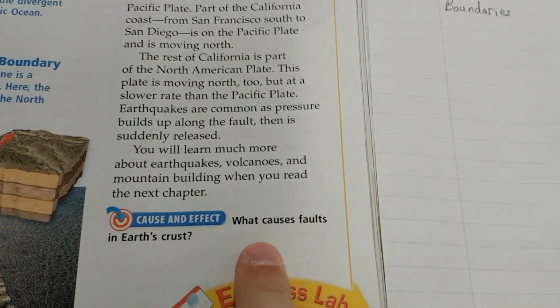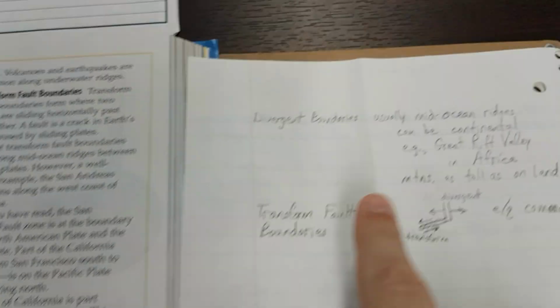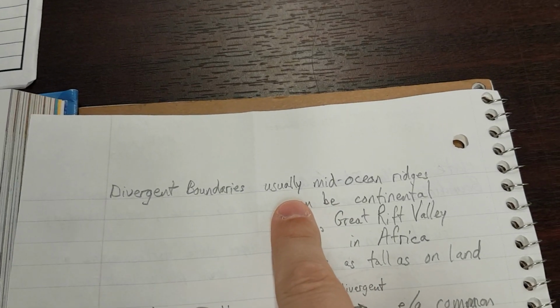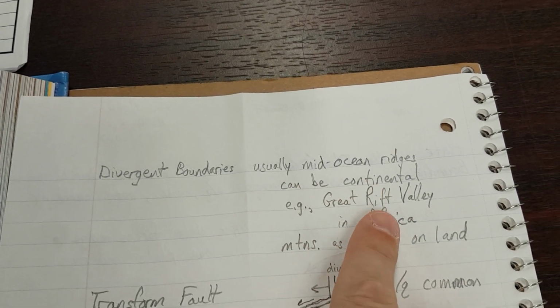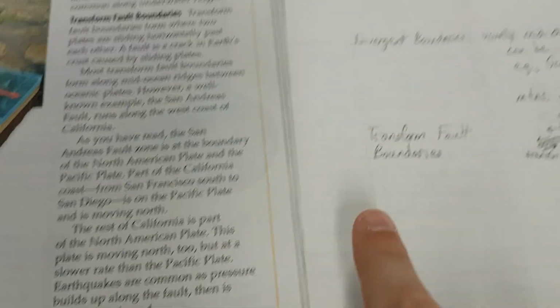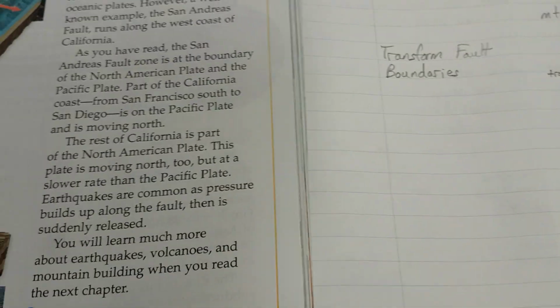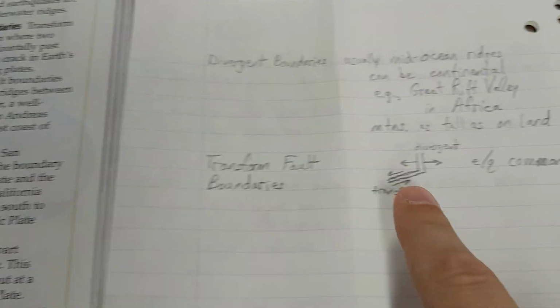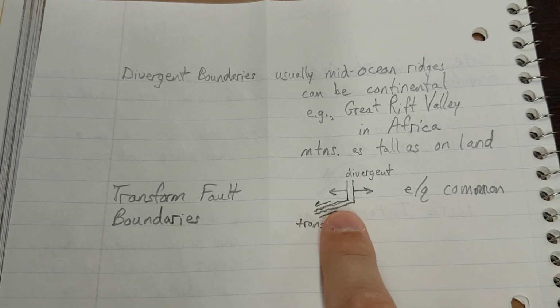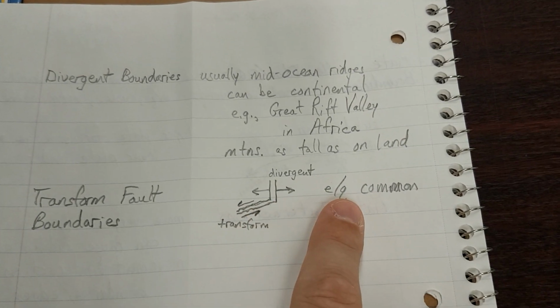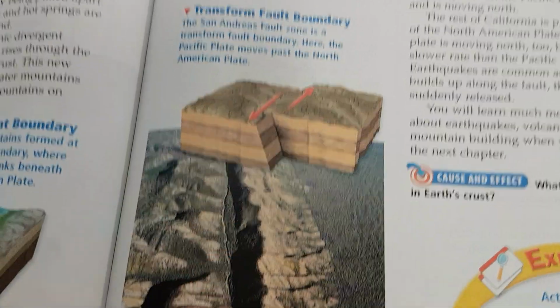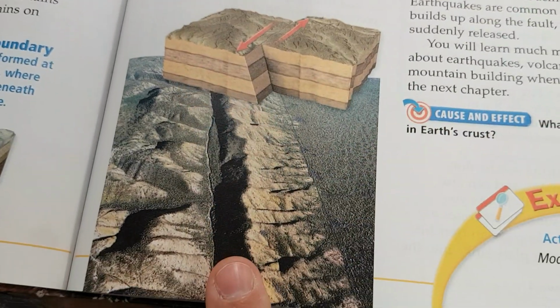Divergent boundaries cause faults because they are splitting apart and causing a rift. Transform fault boundaries cause faults because the plates are sliding past each other, causing earthquakes and, I'm sorry, not rifts, cracks in the ground.